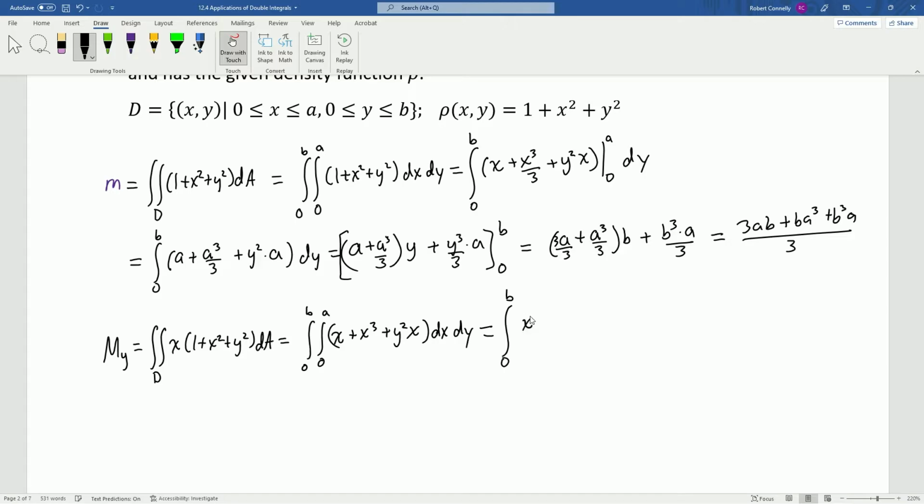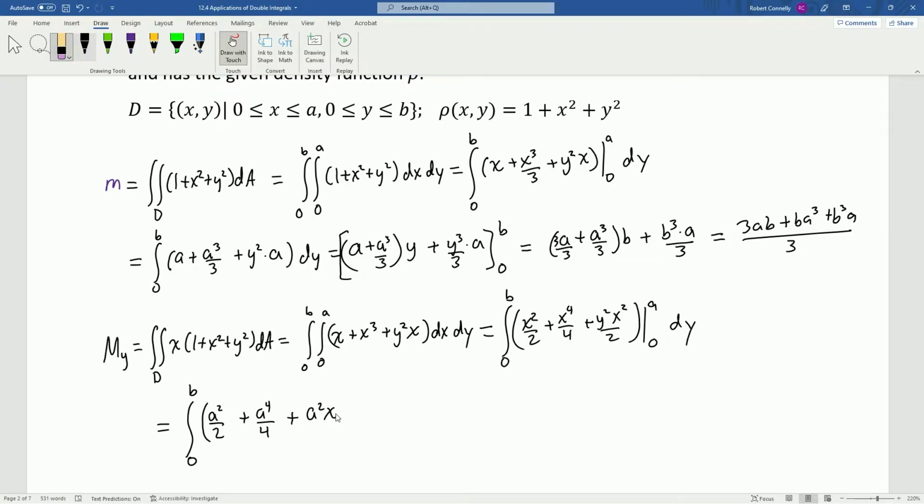Integrate with respect to x first, get x squared over 2 plus x to the 4th over 4 plus y squared x squared over 2. Evaluate that from 0 to a. And remember, you're evaluating at x here, so this becomes a squared over 2 plus a to the 4th over 4 plus a squared y squared over 2. And then when we evaluate 0, that's all just going to disappear.